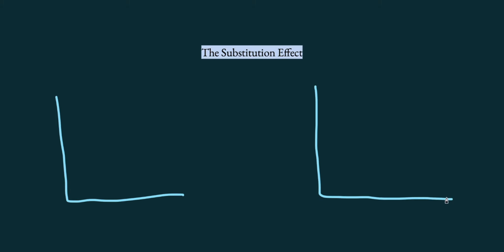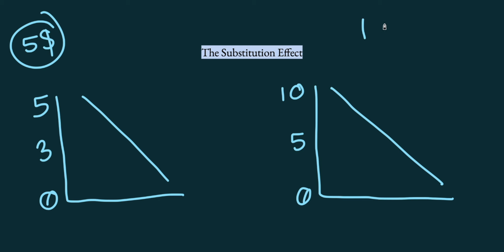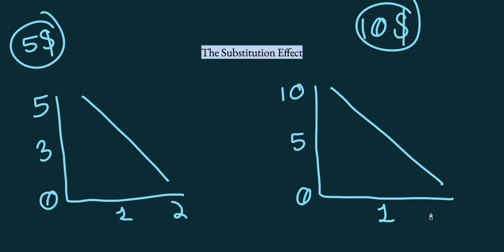Sorry that my graphs are kind of messy. So if we create this demand curve here, okay, let's do $10, $5, and $0. And in contrast, we're going to do $0, $3, and $5. So this is going to be the $5 hamburger, and then this is going to be the $10 hamburger, okay? So we're going to see here how the quantity increases from, let's say, 0, 1, 2 on both.